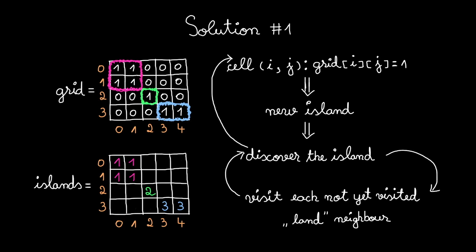Can you come up with an algorithm to solve this question based on how we have discovered the islands in this input example?